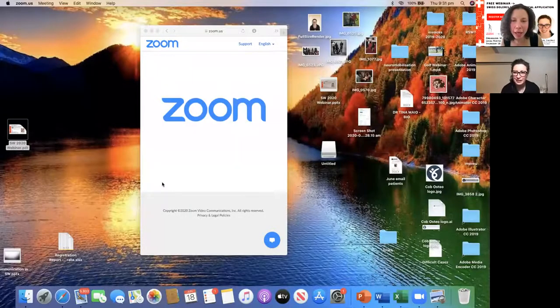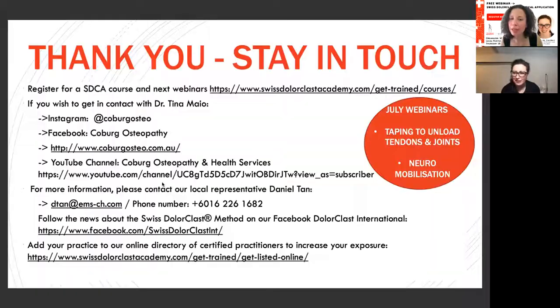Last question: Is it safe to use shockwave treatment on a TKR? On what? Sorry. On a TKR. Oh, total knee reconstruction. Yeah, probably.